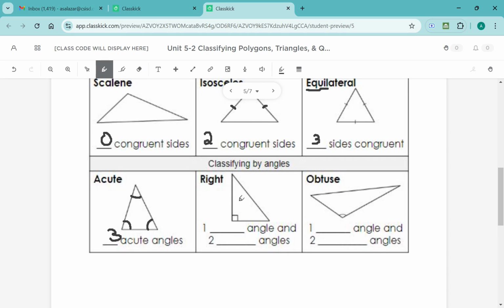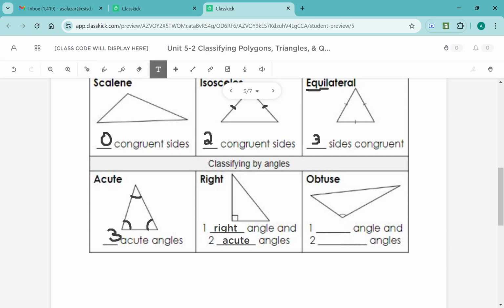All right, the next one, this one's a right triangle. How do I know it's a right triangle? Well, anytime a triangle has a right angle, it's automatically a right triangle. This one has a right angle. A right triangle will also have two acute angles. But when you see a triangle with a right angle, it's automatically a right triangle. If it doesn't have a right angle, it's never going to be a right triangle.